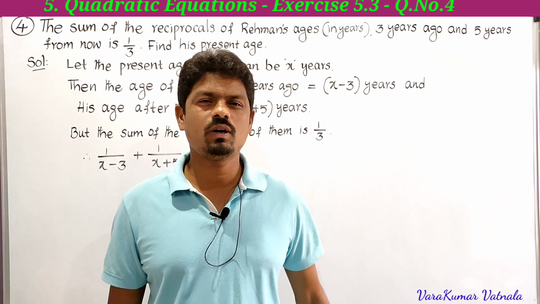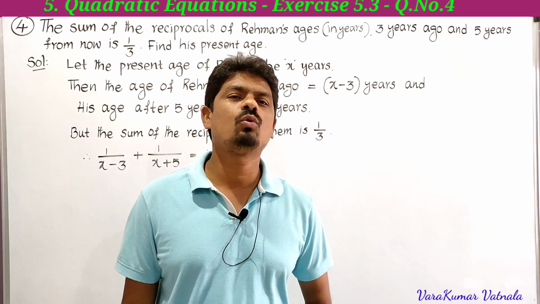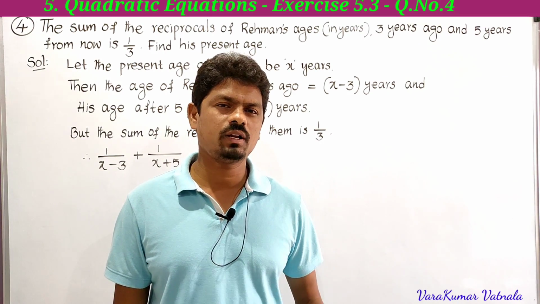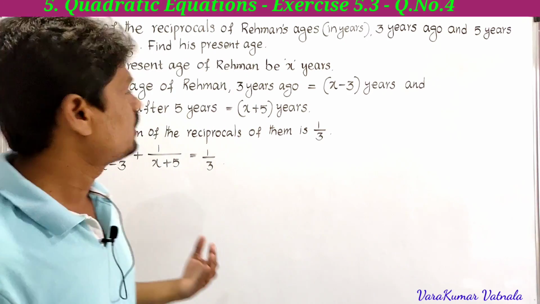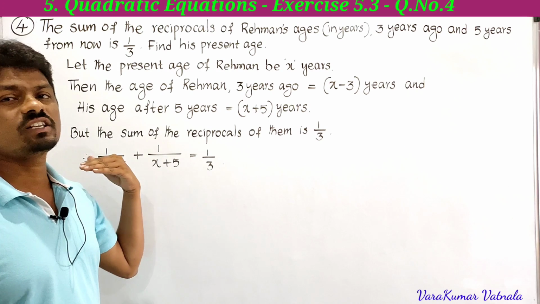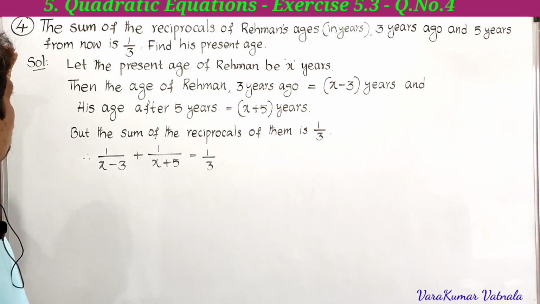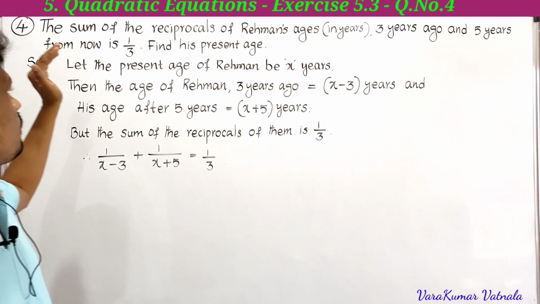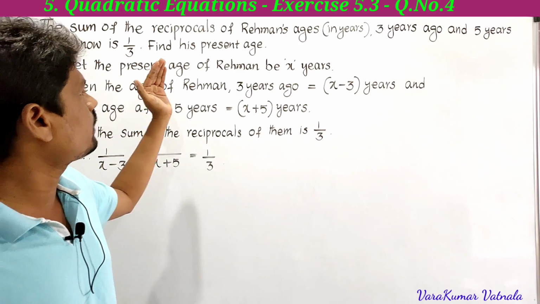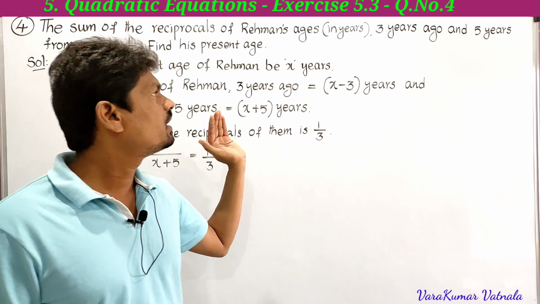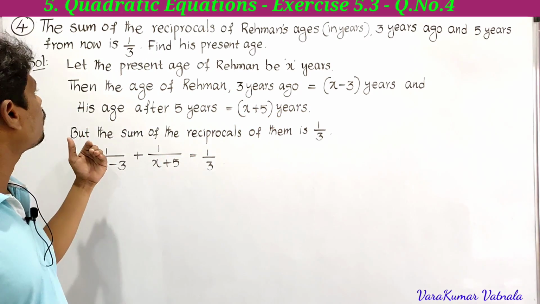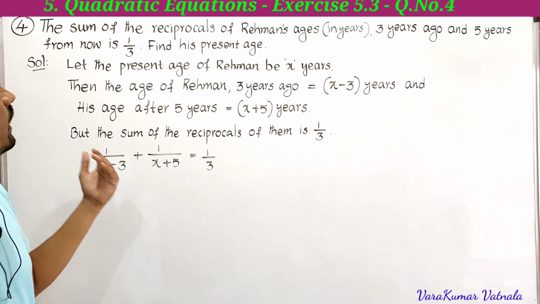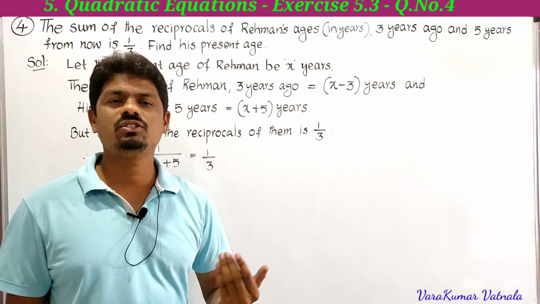My name is Varakumar. Today we are going to solve the fourth problem from the fifth chapter, exercise 5.3, quadratic equations. See here what he has given. The sum of the reciprocals of Rahman's ages in years 3 years ago and 5 years from now is 1 by 3. Find his present age.